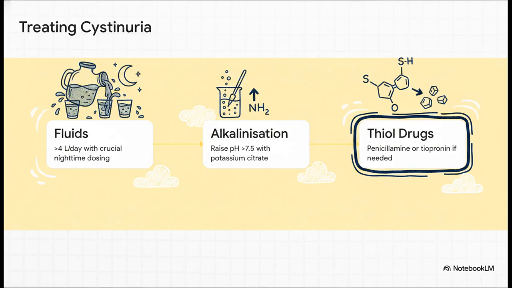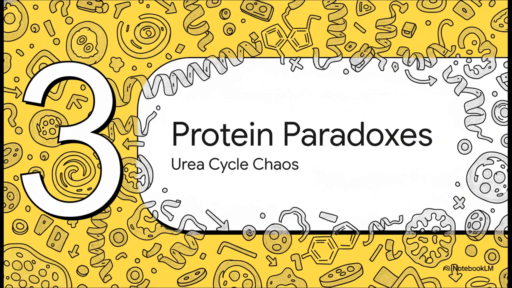Make it alkaline. If that isn't enough, Step 3 brings in a thiol drug, like penicillamine or tiopronin, to chemically bind the cysteine, forming highly soluble mixed disulfides. Section 3. The protein paradoxes. Next, we are grouping together two metabolic mysteries where normal protein intake creates absolute biochemical chaos.